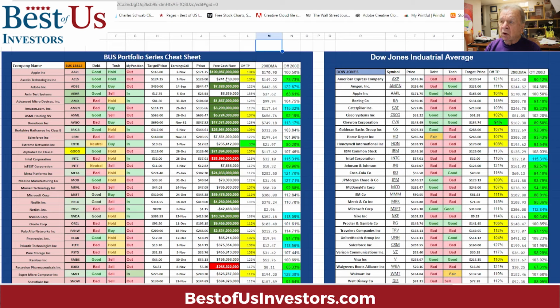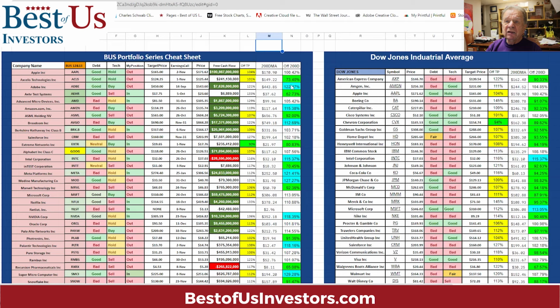Then I look at free cash flow. In other words, how much money do they have in the bank that if they get into a bad situation they can bail? This then is the percentage they are off their target price, and that would be the difference between the 170, 175 and the 165, my target. They're off by 4%. In other words, the price is 4% above where I'd like to buy it if I was buying today. This is their 200-day moving average, a very critical number. This is how close they are to it. So you can see their current price is 171.62. Their 200-day moving average is $170.90. So they are 0.42% above their moving average.